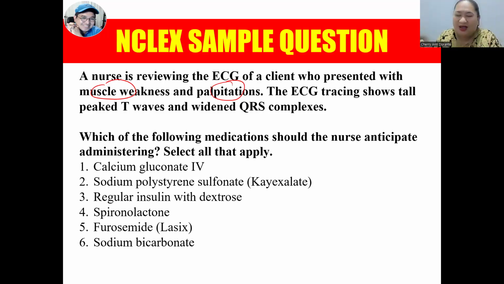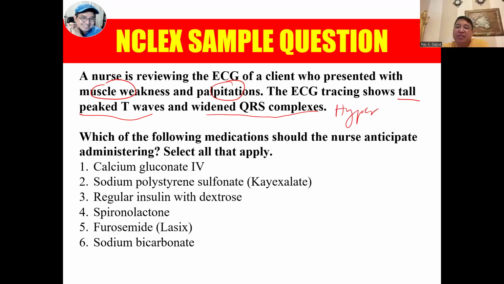Now there are many conditions that can have muscle weakness and palpitation. But when you look at the ECG tracing, it says there are tall peaked T waves with widened QRS complexes. So guys, before we answer the question, can you tell me what condition this ECG tracing alludes to? Anybody? Tall peaked T waves, very good. Some of them are saying hypokalemia. Some of them are saying hyperkalemia.